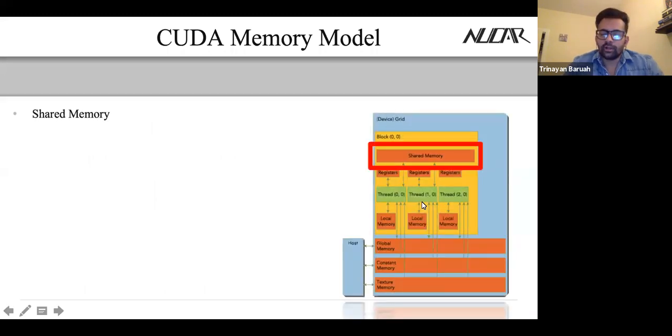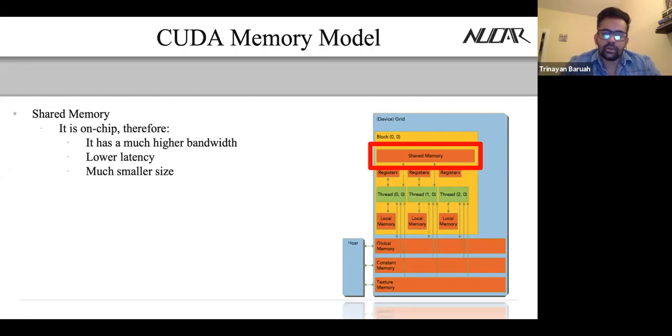So now we come to another important form of memory, which is shared memory. Again, any form of memory that is on chip would be faster, because it has a higher bandwidth. It's usually made with a technology like SRAM, which is much faster, but at the same time much more expensive than DRAM. So you cannot have a large SRAM because it's too costly to implement.